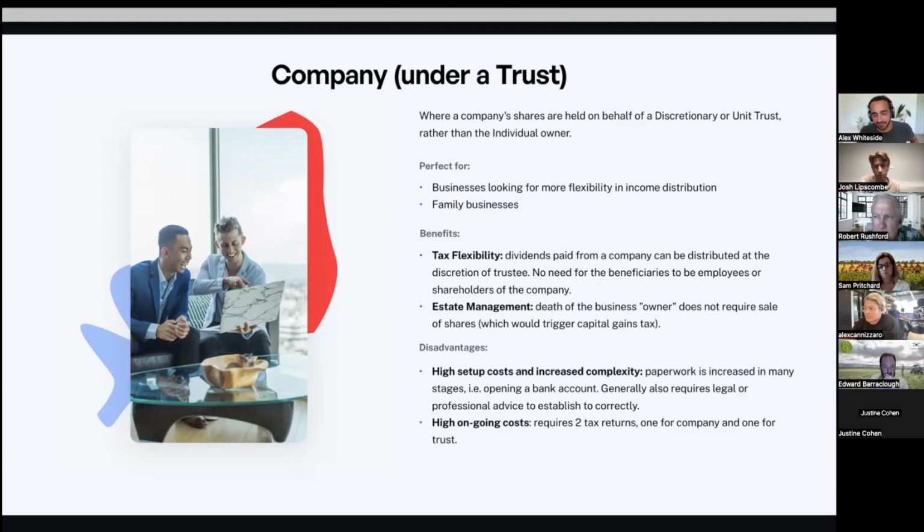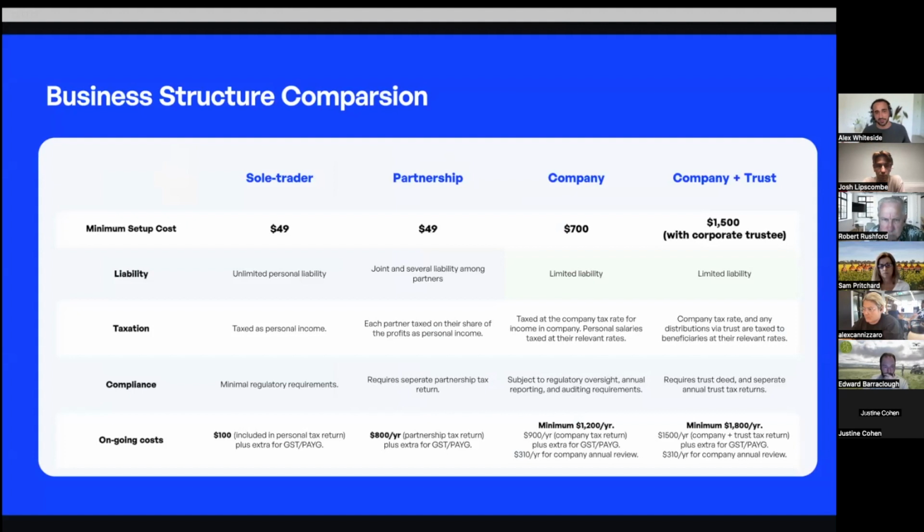The challenge of the trust, obviously, is just that you have more compliance, more complexity, there's more moving pieces. It also requires that additional tax return for the trust. You're also going to have different accounts for a trust, so there's just more ongoing compliance there.